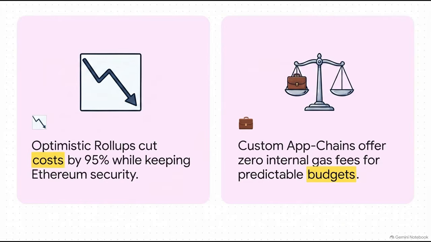So issuers basically have two main paths here. They can use optimistic rollups like Base or Arbitrum. These execute transactions off-chain and post the compressed data back to Ethereum, slashing costs by like 95% while keeping that rock-solid Ethereum-level security. Or they can build custom app chains, like we discussed earlier. With an app chain, a chief financial officer can deploy a $2 billion fund and set their internal gas fees to exactly zero. That creates a perfectly fixed, predictable operational budget.